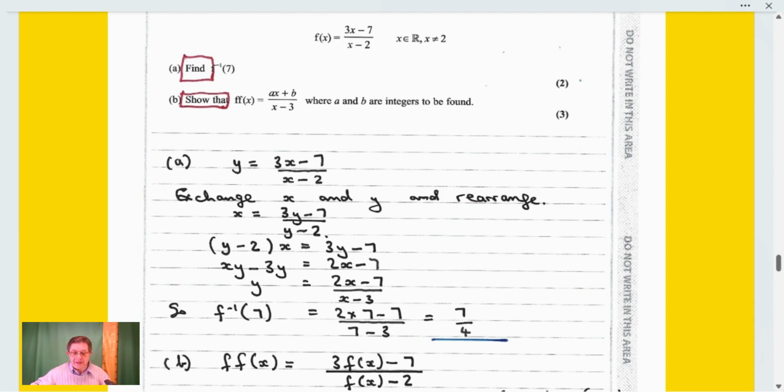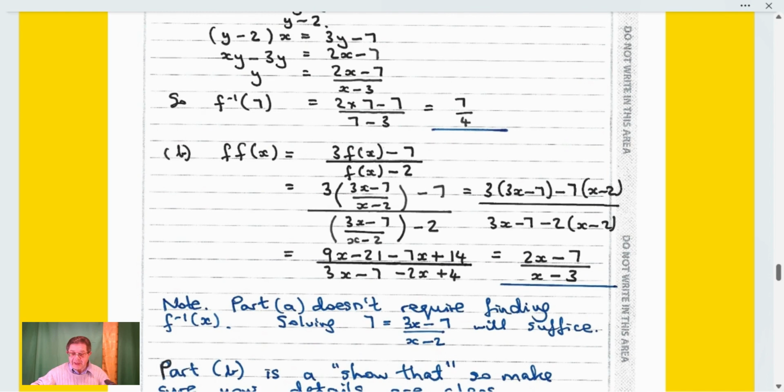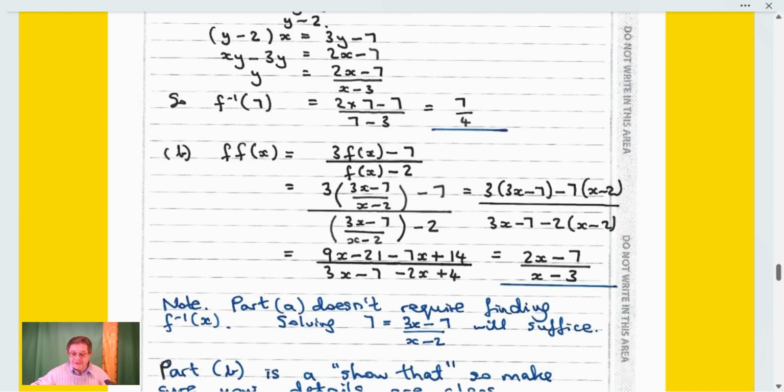Part B of the question asks us to show that f of fx is of the form ax plus b over x take 3, where a and b are integers to be found. So f of fx means take fx and put it into its own formula. So in other words, it's 3fx take 7 over fx take 2. So do the algebra. Multiply by x take 2 on top and bottom, simplify, and get 2x take 7 over x take 3. Is that of the correct form? Yes, it is, where a is 2 and b is minus 7. If you don't get the correct form, that's a strong indication you've made a mistake. It's a show that question, so they do want to see the steps of the question.